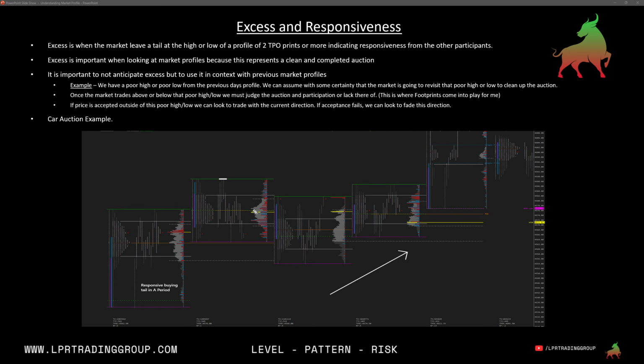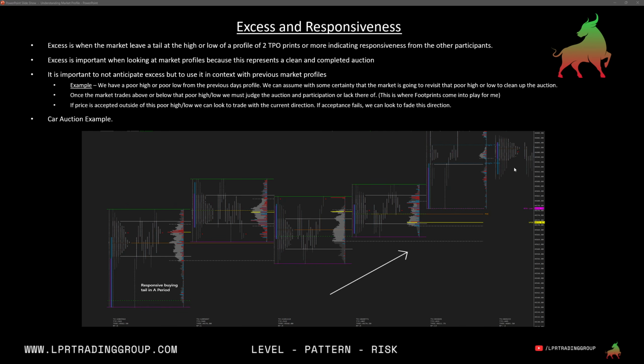So it's very simple. If price came back above this poor high and we failed to auction higher and we left an excess tail but began to trade back below the poor high, we could possibly look to fade this move. If the market trades above this poor high, so right here on these prints, we'll draw this straight across for you guys. We drive up, we test back under, we reclaim, and we're holding this poor high. We're looking for a directional move with the poor high break. We're accepting price outside of that range.